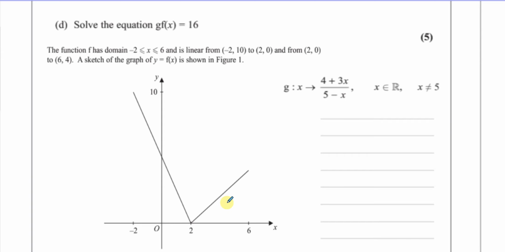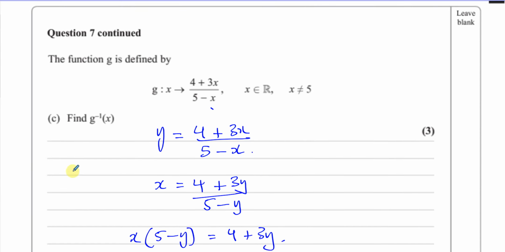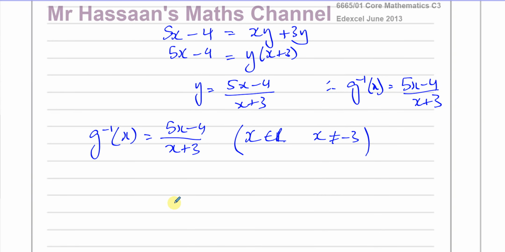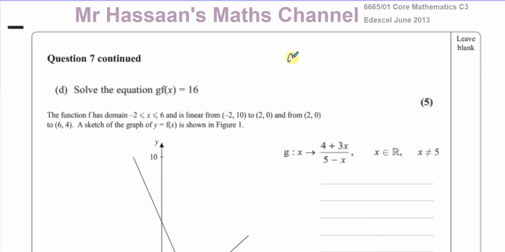One of the ways we could do it is using the fact that we know the inverse function. So I'm going to take the inverse function that we found, which is 5x minus 4 over x plus 3. So the inverse function is equal to 5x minus 4 over x plus 3, and we know that x is all real numbers, and x cannot equal -3. So that's the inverse function.